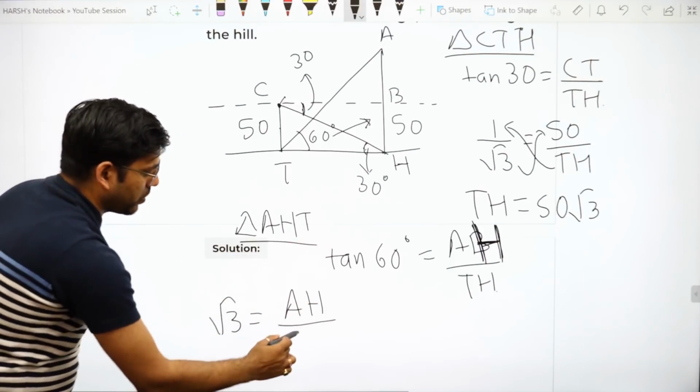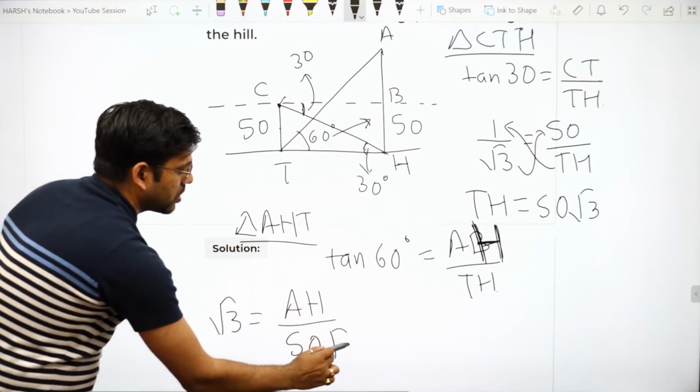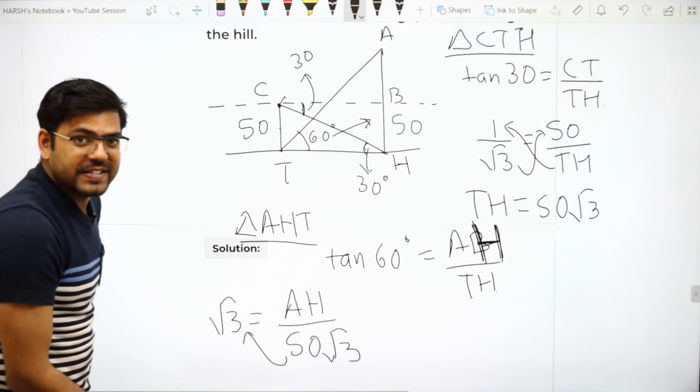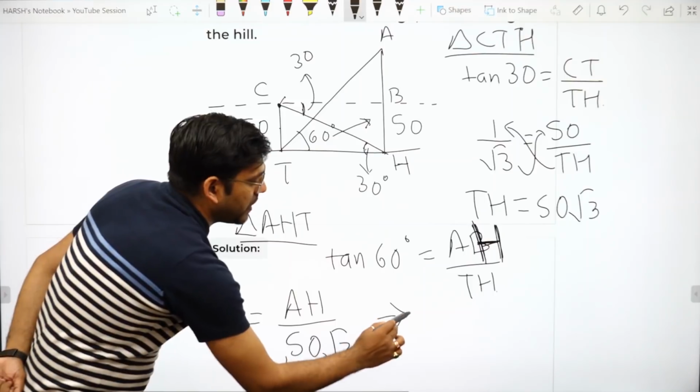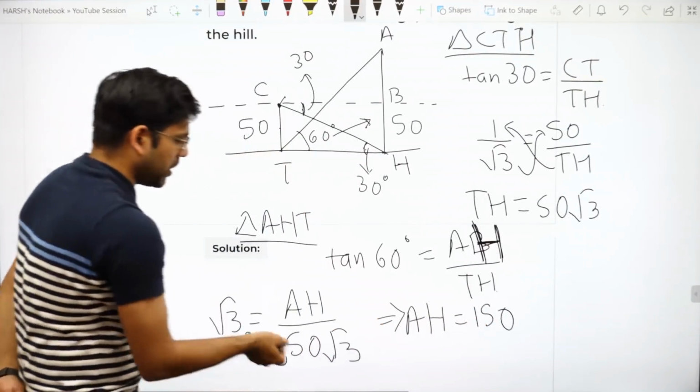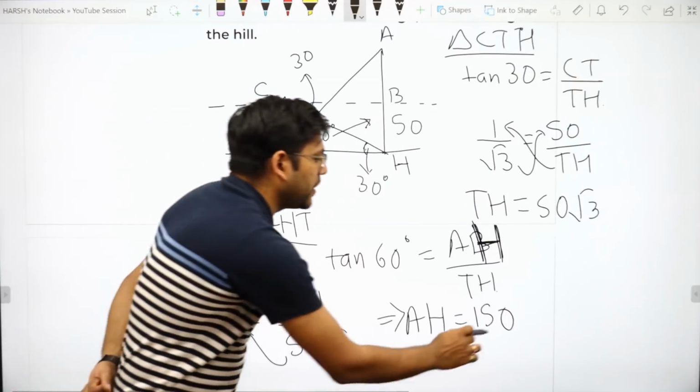TH we know is 50 root 3. Again multiplying it to this side, root 3 into root 3 will be again 3. So AH will be equal to 150 meters. 50 into 3 is 150 meters.